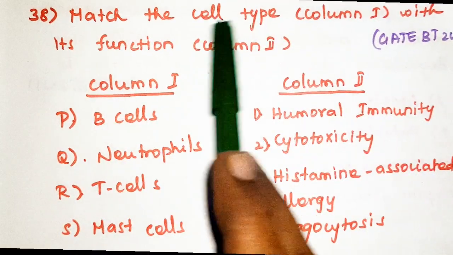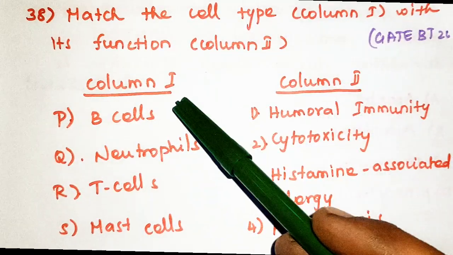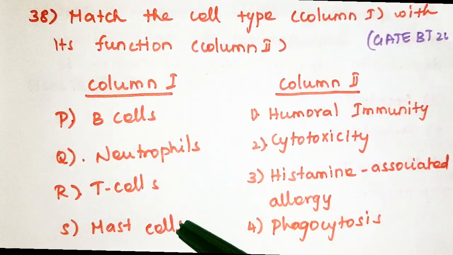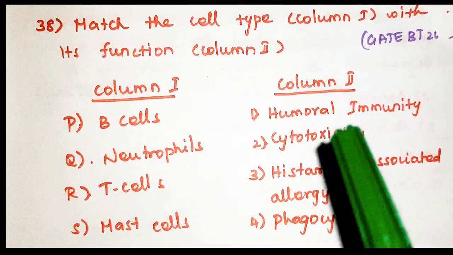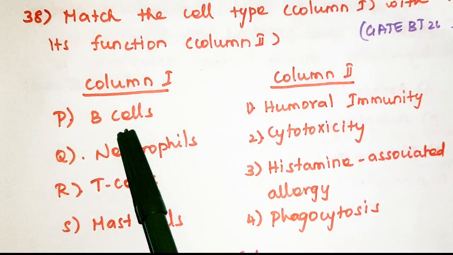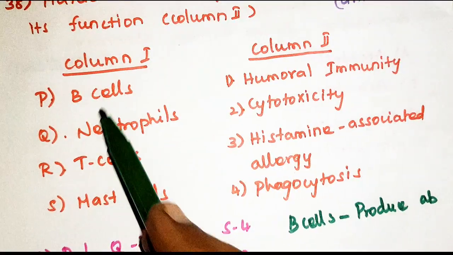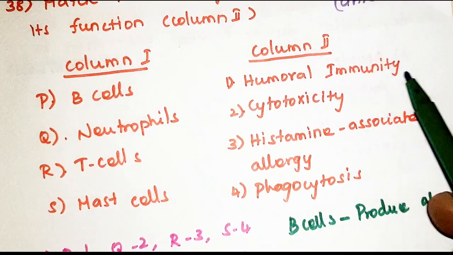Next question, match the cell type in column 1 with its function in column 2. Column 1 has some immune cells and column 2 has their functions. How to match the cell types with their functions? The first one is B cells. B cells are involved in humoral immunity. B cells produce antibodies specific to the antigen by the humoral immunity process.